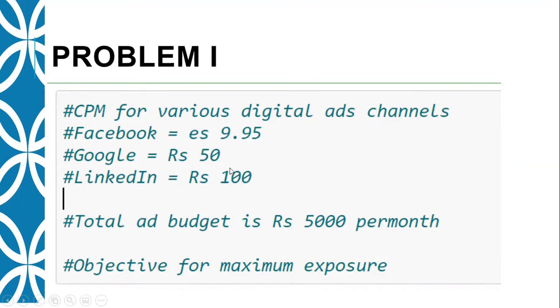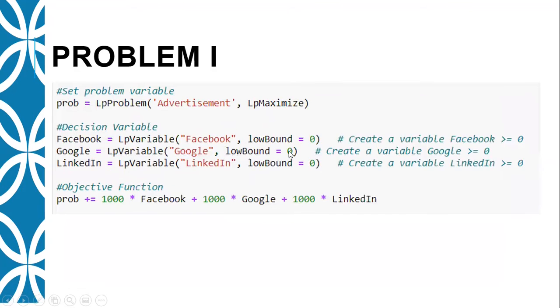These are the estimated CPM, that is cost per milli, based on internet search, and the actual CPM may vary with the time, with the population we select in our campaign, and with the geographical area which we aim at in our digital advertising channel. So the first limitation is that the total ad budget is 5,000 per month, and of course the objective is for maximum exposure or maximum impressions. So this is our structure.